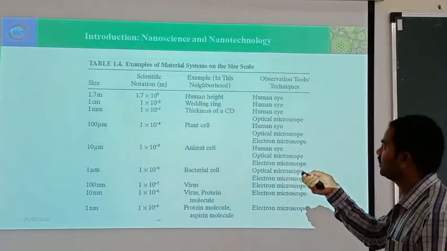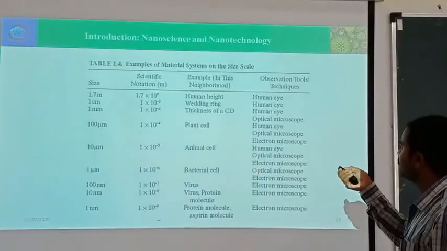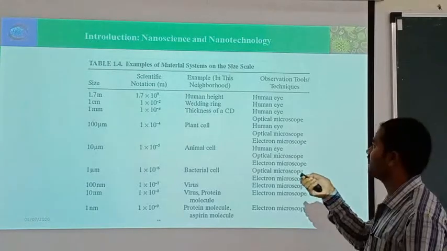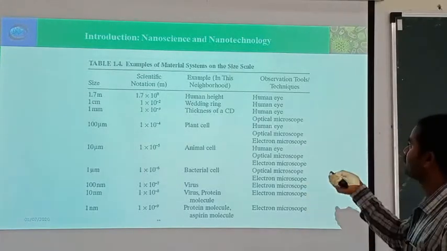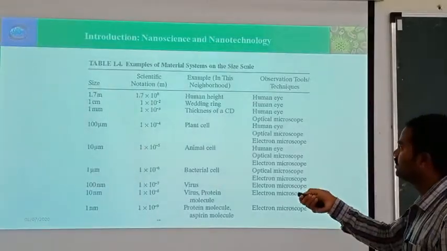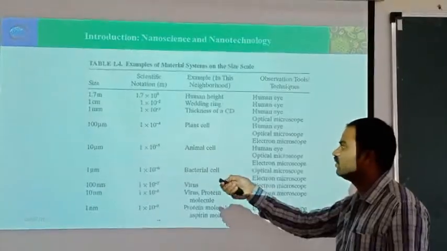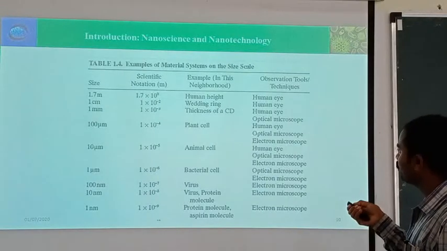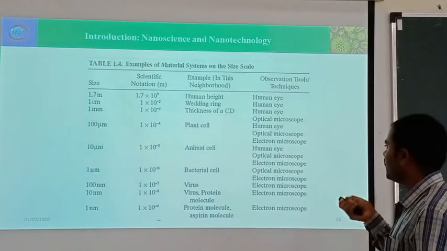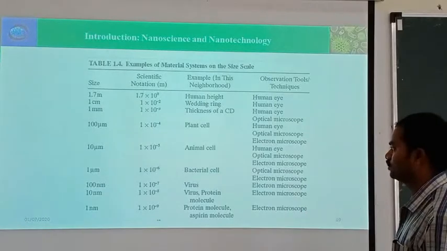Like that, 1 centimeter, a wedding ring, 1 mm, the thickness of a CD. You can observe these objects by using the human eye. Also you can observe the thickness of a CD by using an optical microscope. When you consider the scale of 100 micrometer, 1 into 10 raised to minus 4, a plant cell. The size of a plant cell is around 10 to 100 micrometers. So you can see a 100 micrometer object by using the human eye or an optical microscope. Also you can see some components of that cell by using an electron microscope.